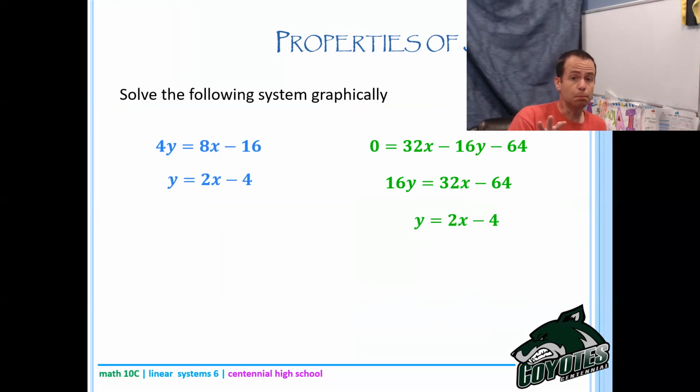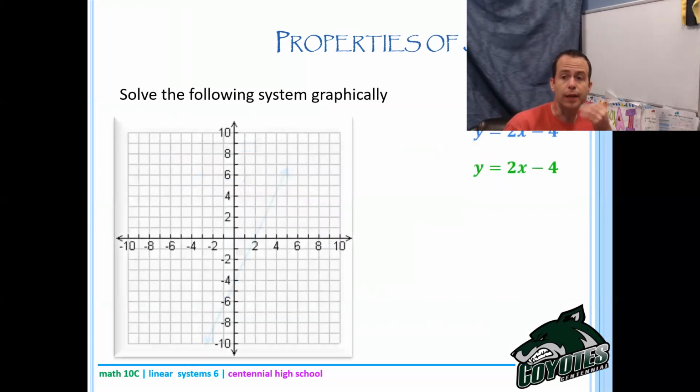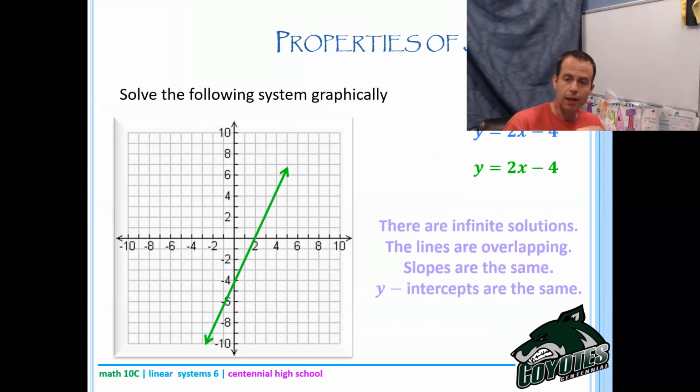Now, most of you are going to look at this right away and say, hey, those are the same equations. And if they're the same equations, that means you have two lines that are directly on top of each other, and so we have infinite solutions. So here's the blue one, and when I draw in the green one, you can see it's right on top. We say there are infinite solutions. The lines are overlapping. If we were to compare the equations, we see that the slopes are the same and the y-intercepts are the same.